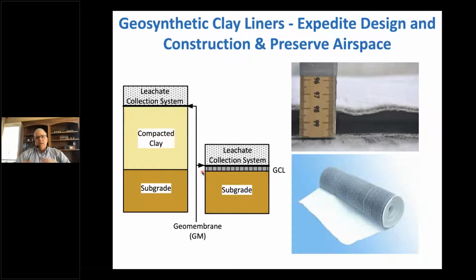barrier system that is equally effective and, more significantly, a lot easier to construct. We can construct a GCL composite liner much faster than we can a composite liner with a compacted clay barrier. It's simpler, more reliable, and more predictable than a compacted clay composite liner when deployed under the right circumstances.